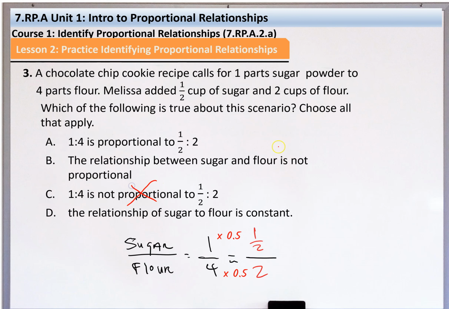Let's go back and see. It says what's true. 1 to 4 is proportional. Not proportional is not true. It is constant. So the answer would be A and D.